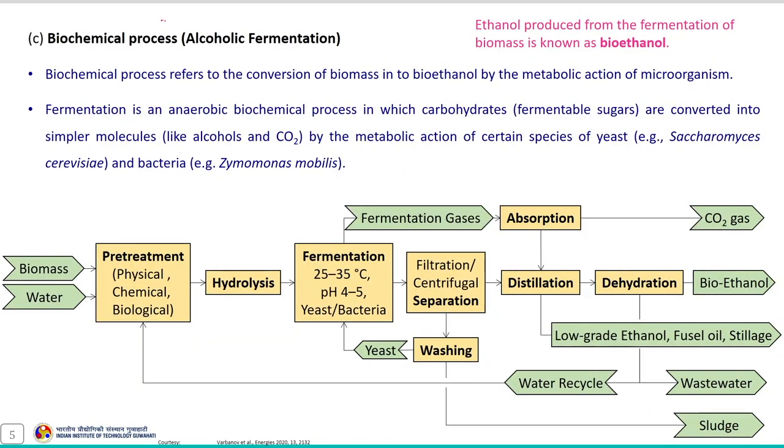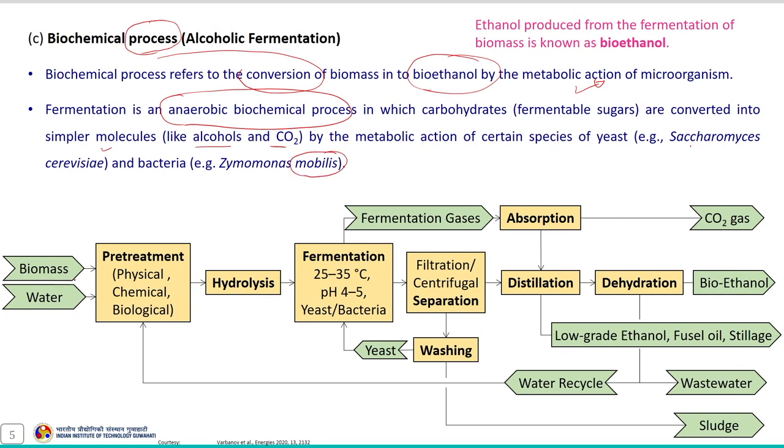Another possible process for the production of ethanol is the biochemical conversion process. In this process, the conversion of biomass into bioethanol is carried out by the metabolic action of microorganisms, and this fermentation is an anaerobic biochemical conversion process in which the carbohydrates are converted into simpler molecules like alcohol and CO2 by the metabolic action of certain species of yeast, that is Saccharomyces cerevisiae, and bacteria, for example Zymomonas mobilis.